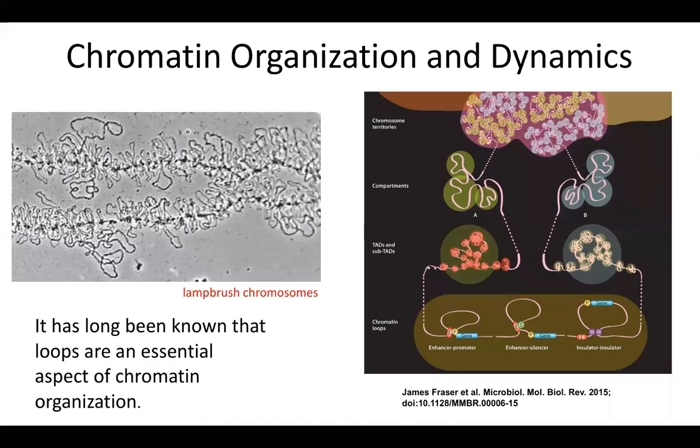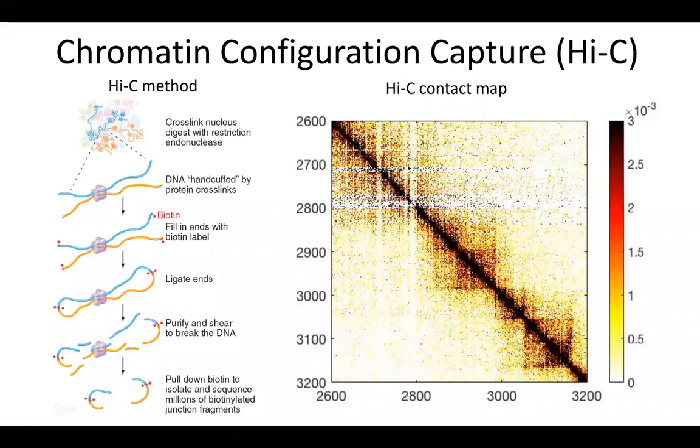So one of the key things about this talk is loops. It's been known for a long time that loops are an essential piece of chromatin organization. But about 10 years ago, this very clever technique was introduced called chromosome conformation capture. And the output of those sorts of measurements is shown on the right here. It's these contact maps, which give the relative probability that a piece of DNA is in contact with a distal piece of DNA. So the more color in that map, the higher the probability, and you see this remarkable phenomenon where over here, for example, a piece of DNA at location 3000 is in contact with a piece of DNA at location 2900 with high probability.